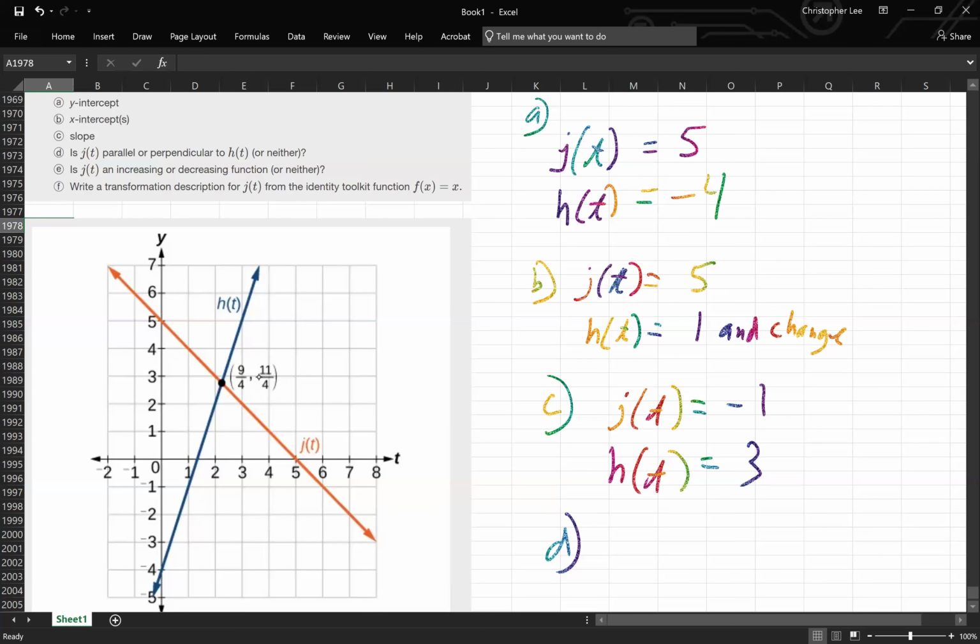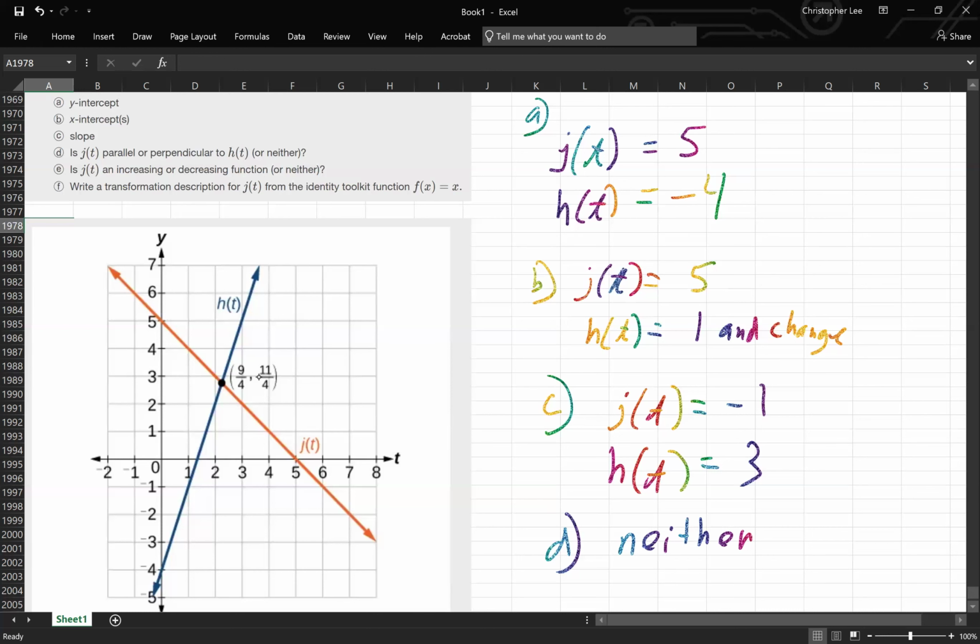Neither. All right, this is neither parallel nor perpendicular. If they were parallel, they'd have the same slope. If they were perpendicular, they would have the negative reciprocal of the slope. Exactly, they would have looked like a T crossing.